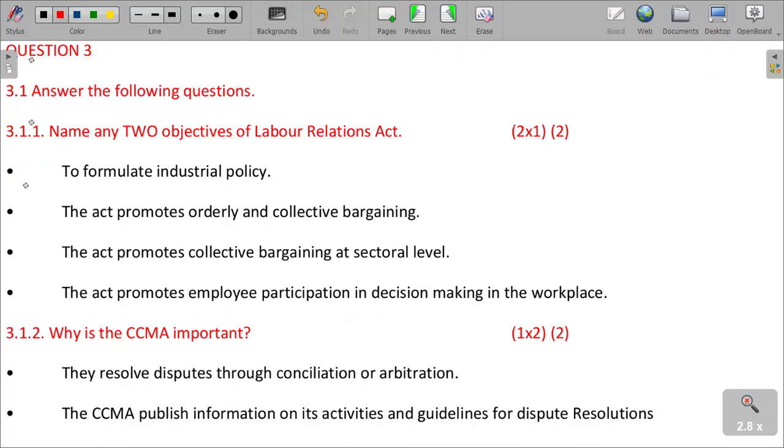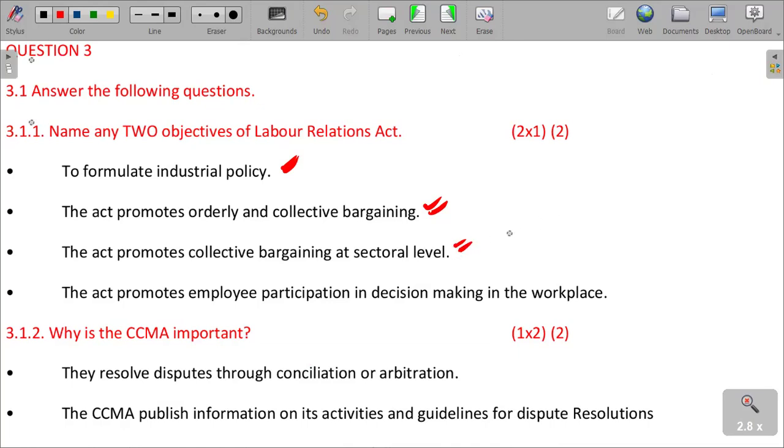Question 3, answer the following questions. Name any two objectives of the Labor Relations Act. One objective is to formulate industrial policies that must be adopted and used in industries. And then the Act promotes orderly and collective bargaining that we have talked about also, the representation and fairness in terms of employment. The Act promotes collective bargaining at sectorial level.